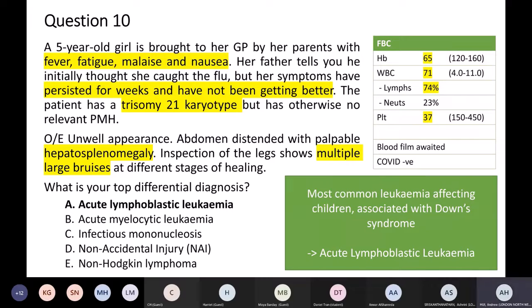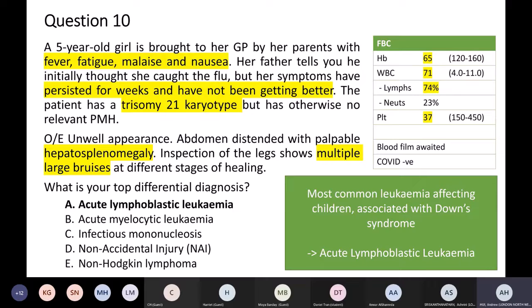There's a few things that point towards a diagnosis of ALL. So we have these B symptoms. They're in a child. The child also has Down's syndrome. They have an anemia with low platelets, but their white blood cells are sky high and are predominantly lymphocytes. All these things give us a picture of acute lymphoblastic leukemia.